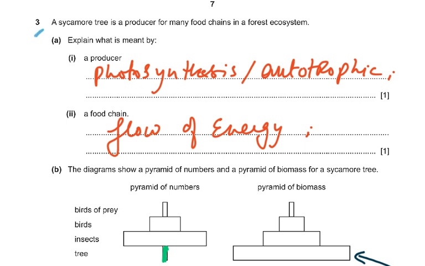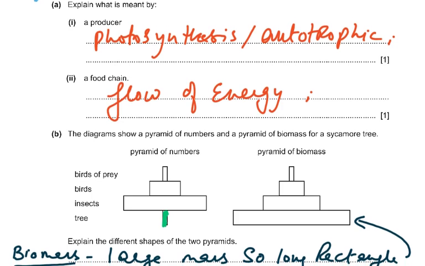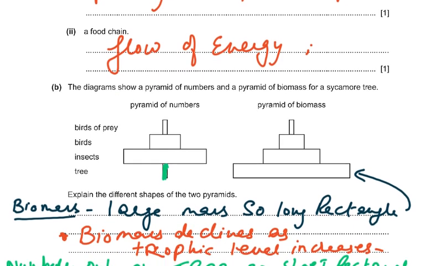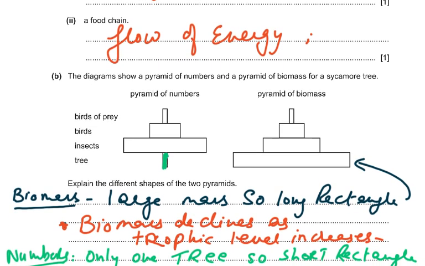Now, coming to question number 3, a sycamore tree is a producer for many food chains in a forest ecosystem. Explain what is meant by a producer. A producer is a photosynthetic organism or an autotroph. A food chain is a flow of energy. It just shows a flow of energy from one organism to the other.